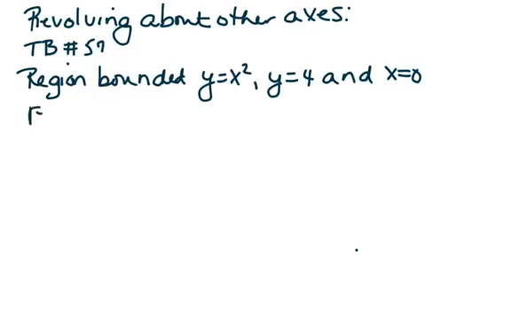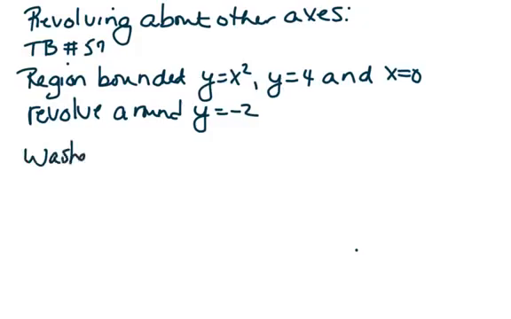And we're going to revolve around y equals -2. So we need to go back to the definition of what the washer method is. With the washer method, you are looking at finding the area of the outer circle and subtracting off the area of the inner circle.